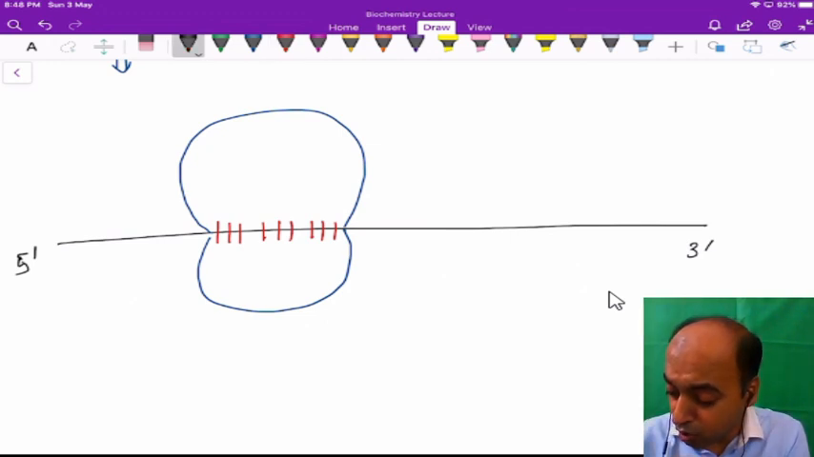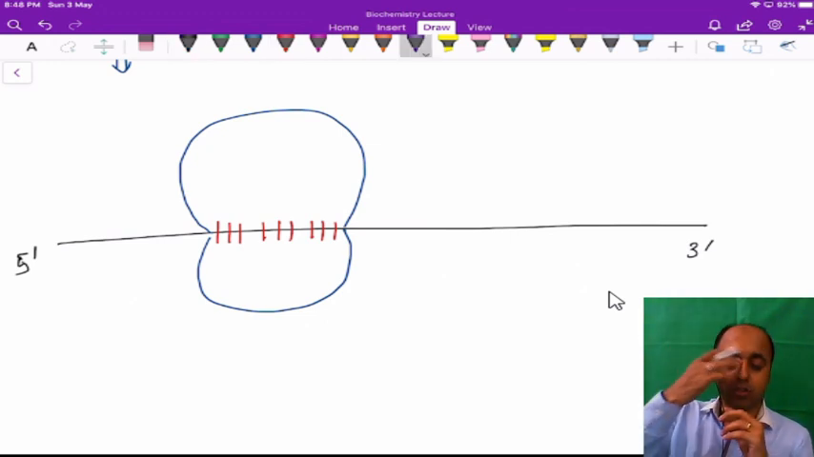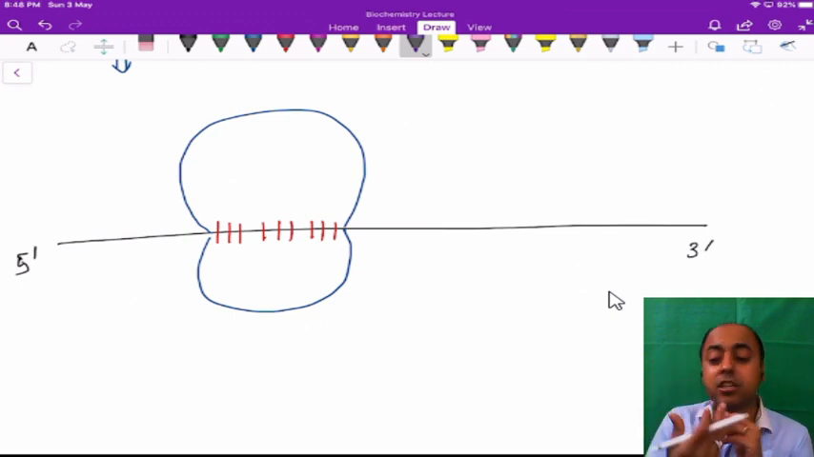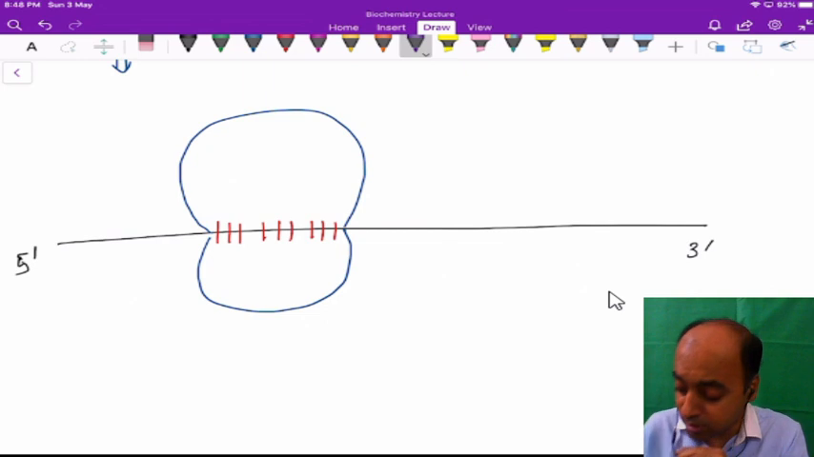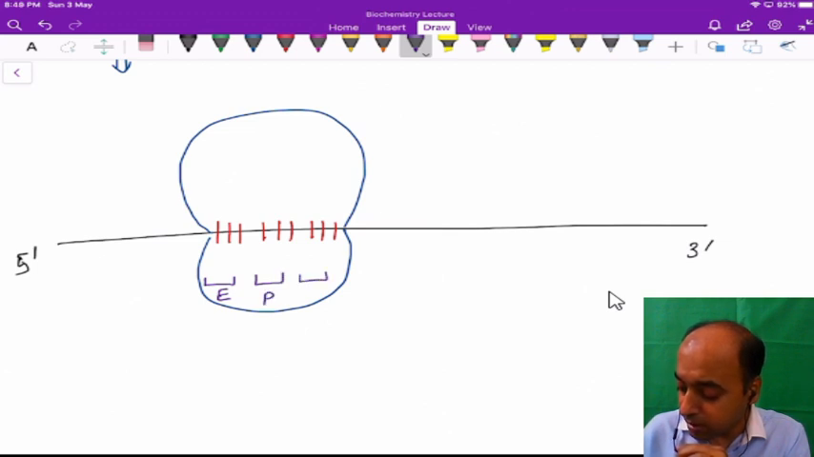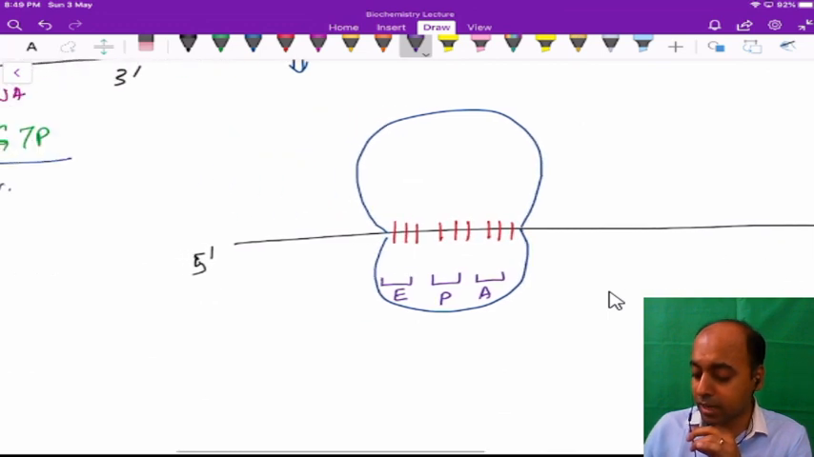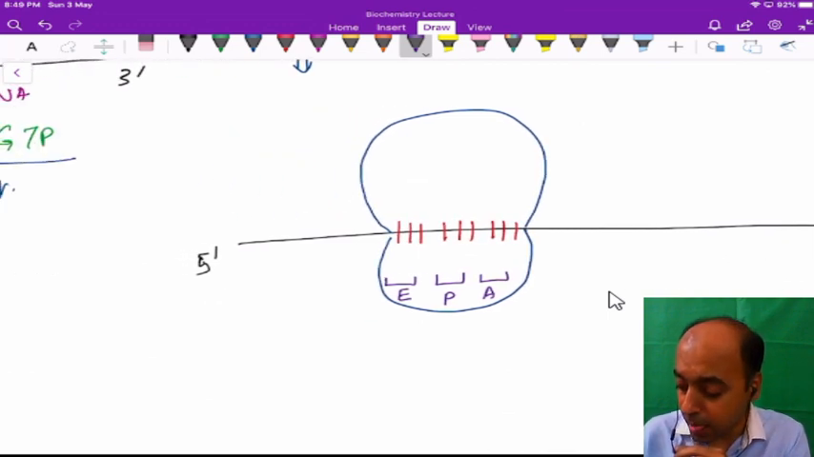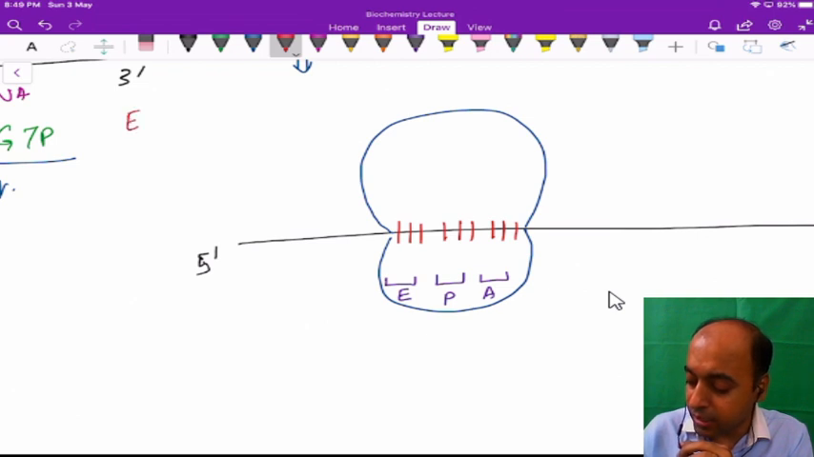The position of the codons is described in relation to the ribosome. The codons themselves do not have any name, but their position in relation to the ribosome is described. The first position is described as the E site. I'll write them one by one. The second position is described as the P site, and the third position is described as the A site. So we have the E, P, and A site.